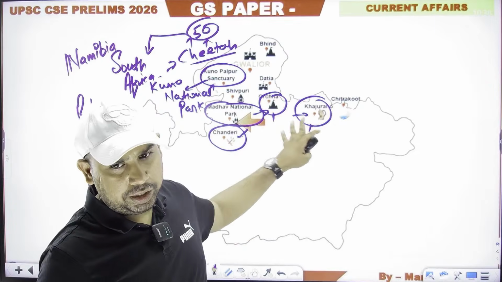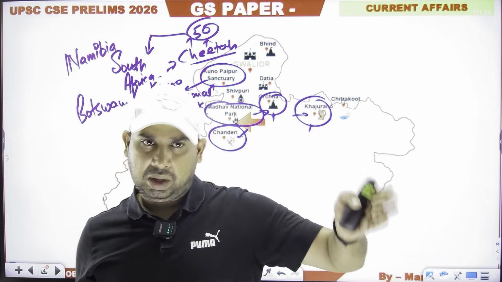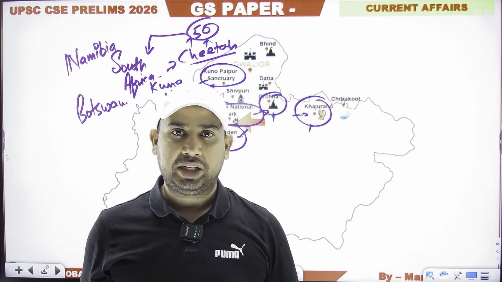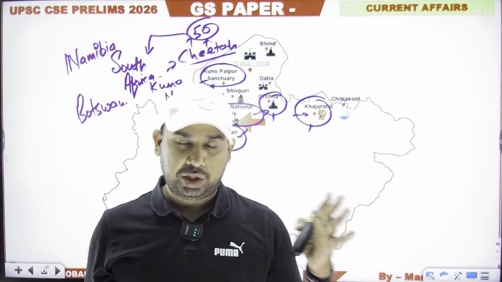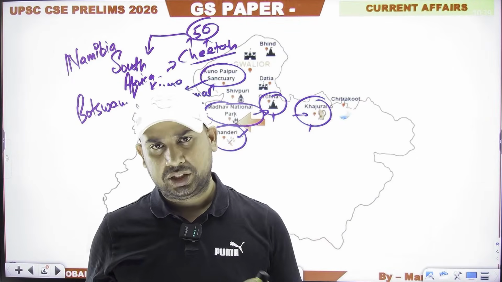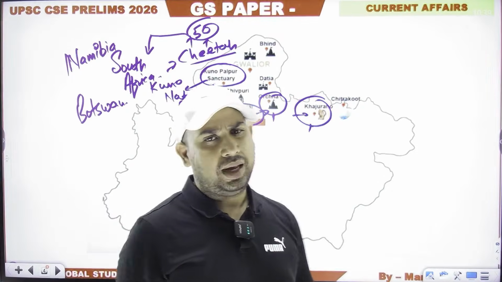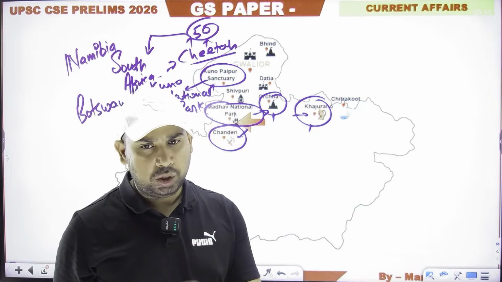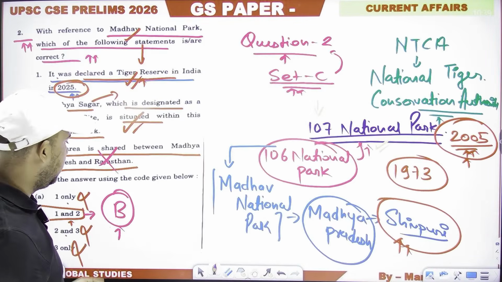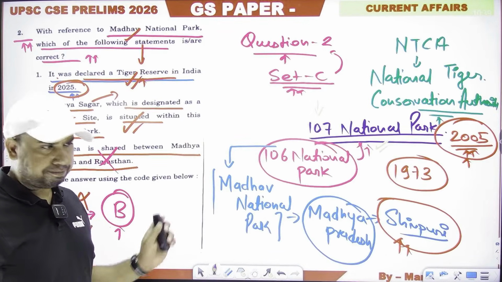So this is a very prominent place in Madhya Pradesh, and as you know, they are asking 3 statements. First statement is asking about the tiger reserve which was declared in 2025. Secondly, they are asking about the Sankhya Sagar Lake, which is in this national park, and third statement is incorrect as it is solely present in Madhya Pradesh. So on the basis of that, we choose the right answer, that is B option, and that is the correct answer.